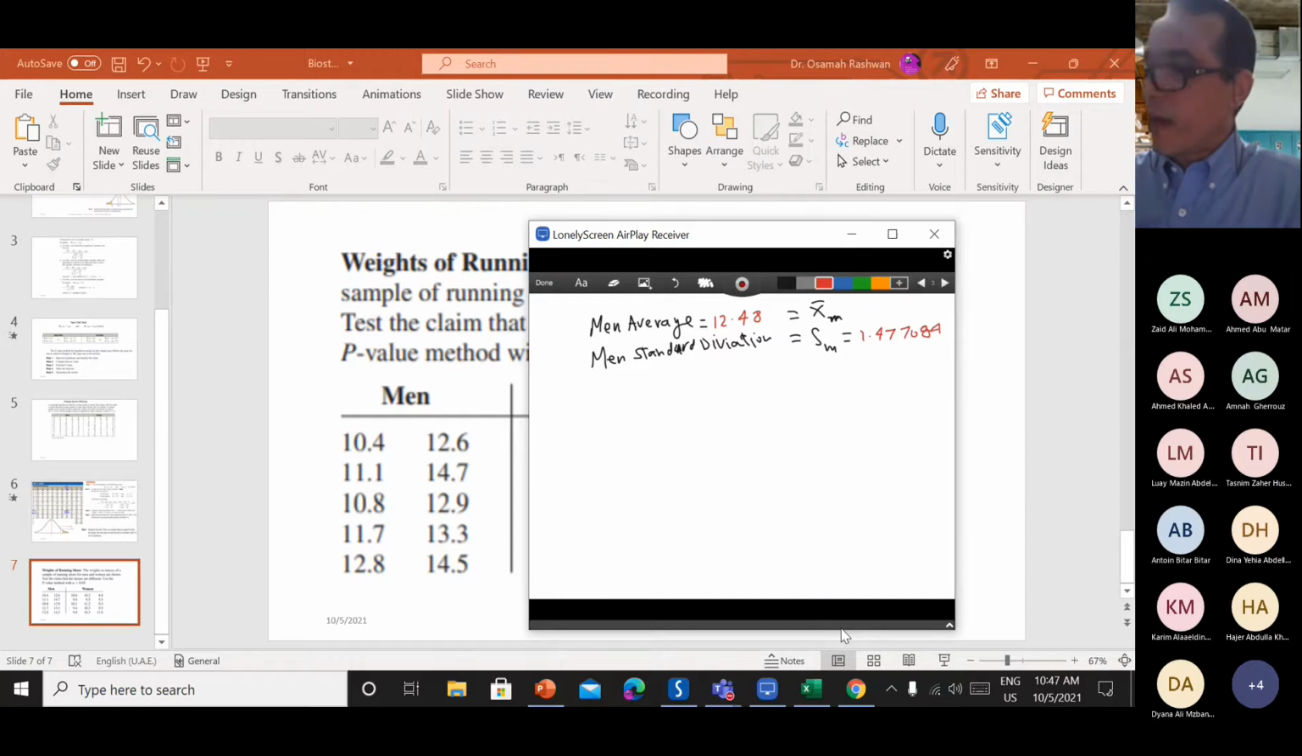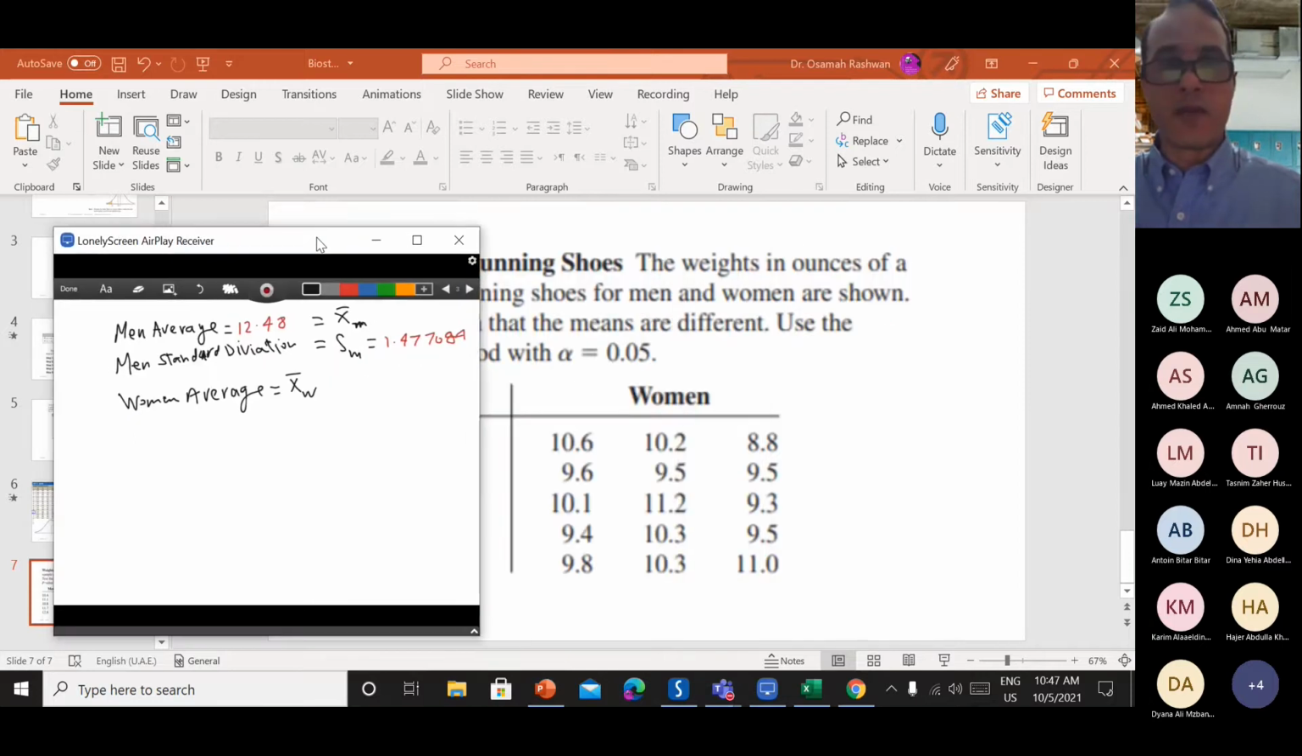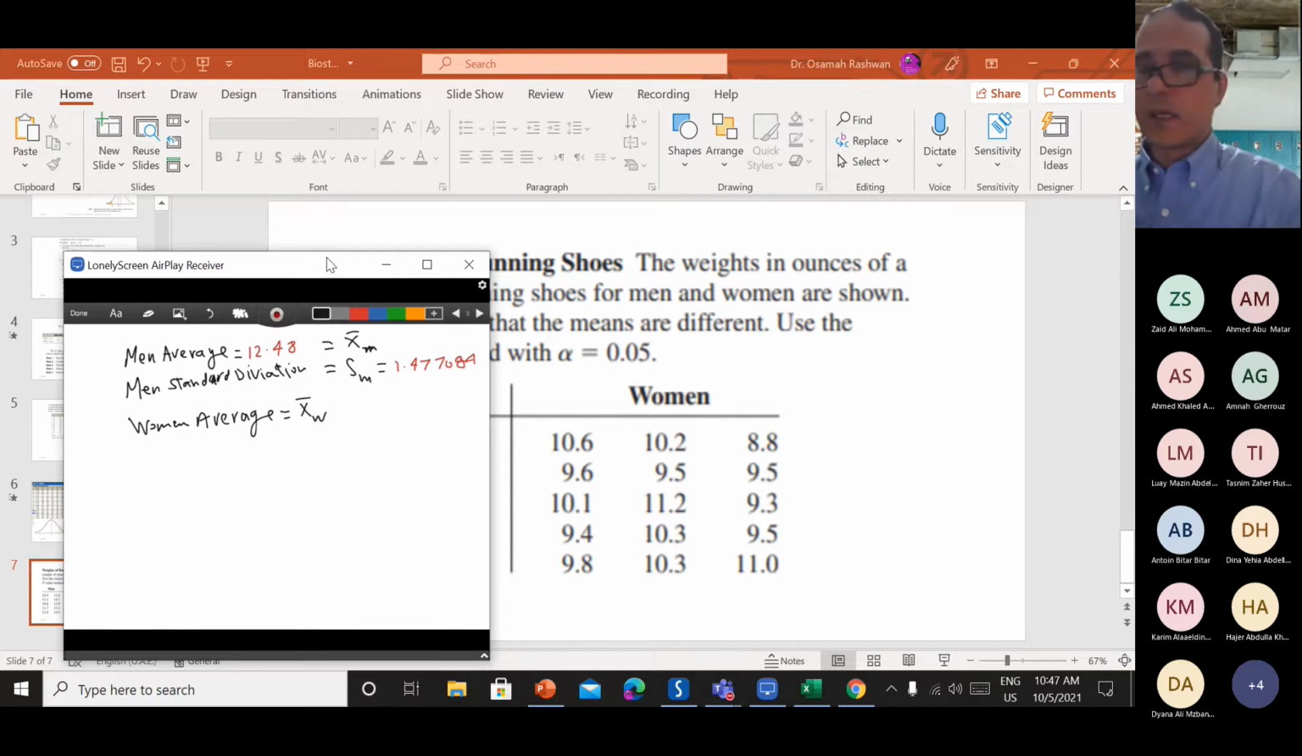Okay. Now I have done it for the men. Let's go for women. So in this case, I'll go for that one and start again. Mode, stat. I go for number 1 variable, and I input the woman values.